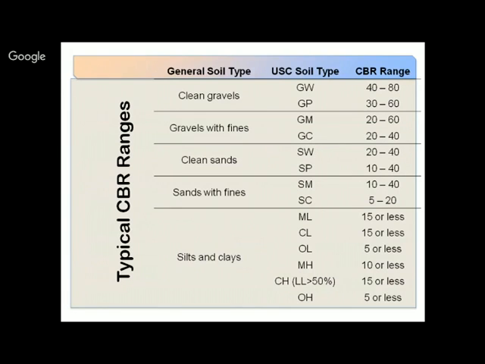Typical ranges of CBR value can be seen from this chart. As gravels are strong and the particle size is high, CBR ranges from 40 to 80, whereas for poorly graded gravels, it is from 30 to 60. Similarly, for sands, well-graded sands have 20 to 40 CBR, or sands with fines have 10 to 40 CBR. In case of silt and clay, CBR considerably falls, and it ranges from 5 or less for OL soils, and for MH and ML it is 10 and 15.